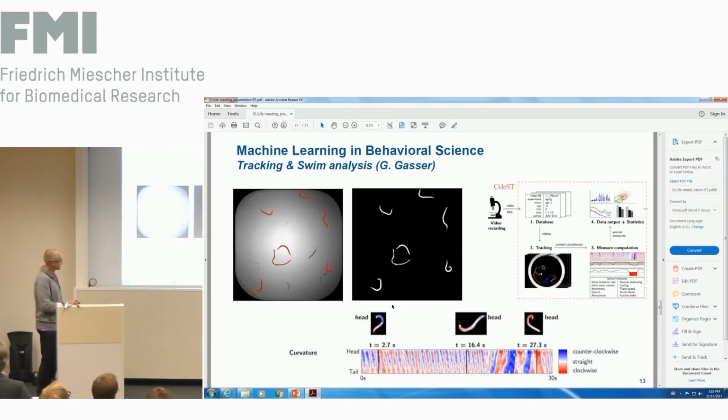Here what we see, and this is one of the major interests, is to analyze the way the C. elegans is swimming. The white codes when the C. elegans is completely straight. When it's curled clockwise, it's in red, and when it's curled counterclockwise, it's in blue. Of course, in order to be able to tell counterclockwise or clockwise, you have to know where the head and the tail are as well. So these are also the kind of things that you can do with your machine learning.